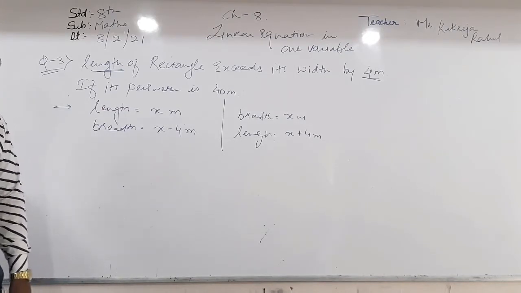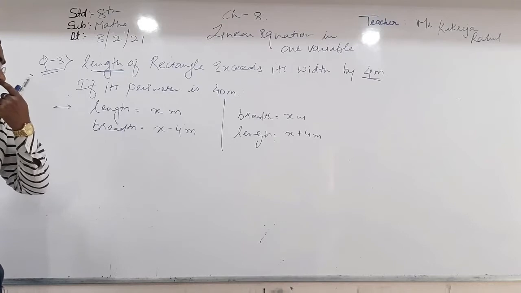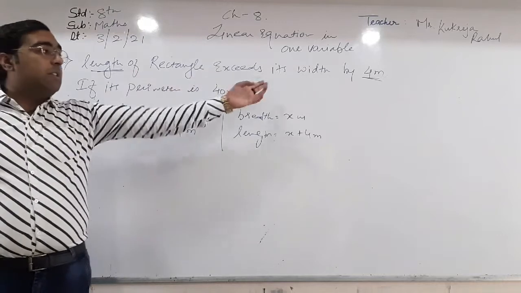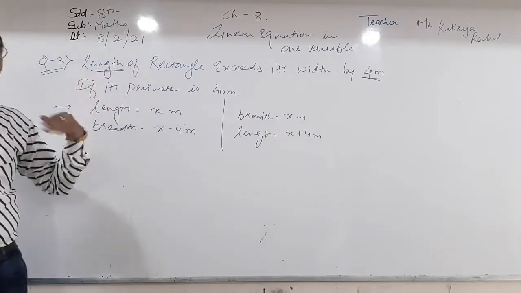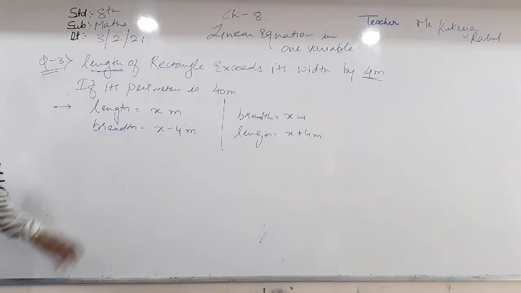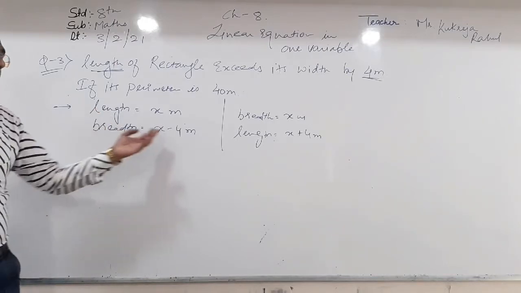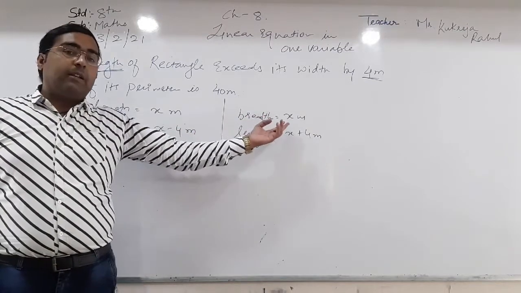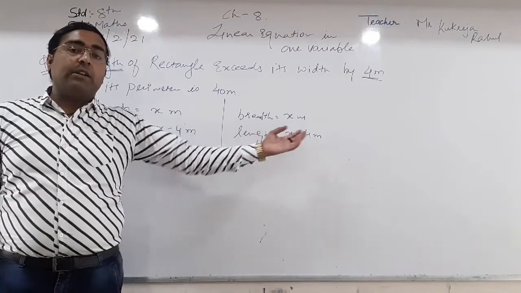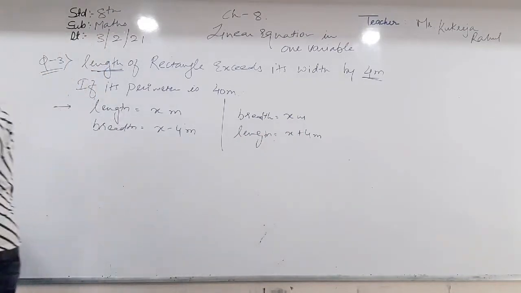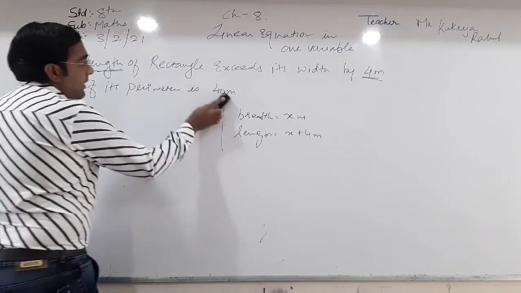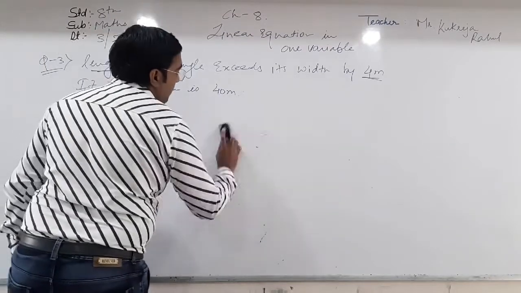So it's clear. If I take length as x, then breadth is x minus 4, because the length of the rectangle exceeds its width by 4 meter. That means length is 4 meter greater than the breadth, so the breadth is 4 meter smaller than the length. And again here I'll take the breadth as x, then the length is 4 meter greater, therefore x plus 4. Clear? So we will take the breadth as x meter and length as x plus 4.